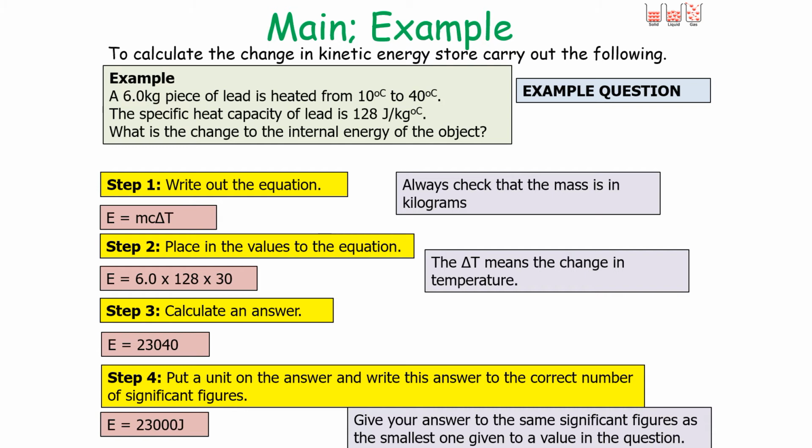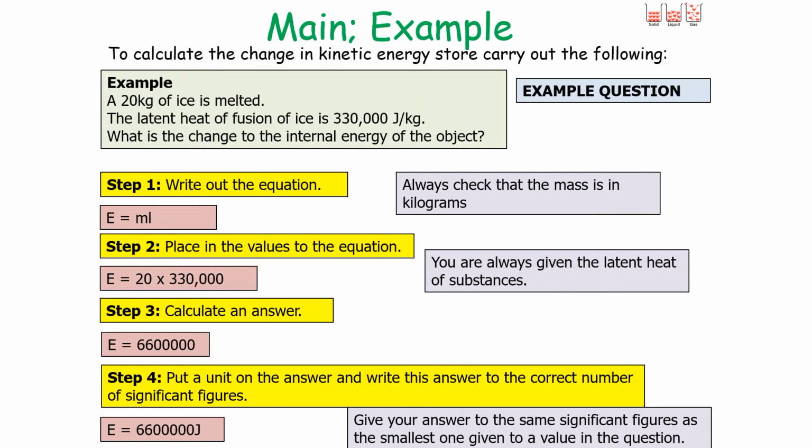You put the values in, you multiply them all together, you calculate an answer, then you put a unit on your answer. It's joules because it's energy, and we write this answer to the correct number of significant figures. And you look in the question, 6.0, 10, 40 and 128. You can either have one or two significant figures in your answer there. So we get an answer of 23,000 joules.